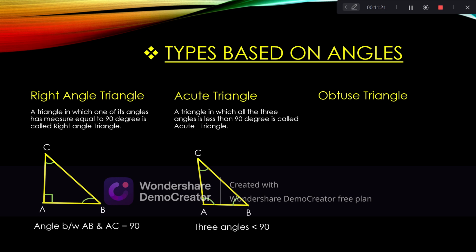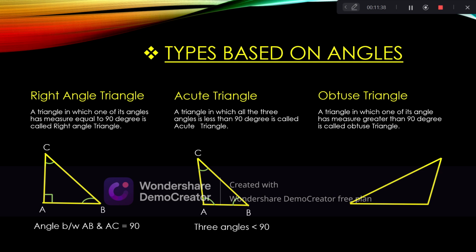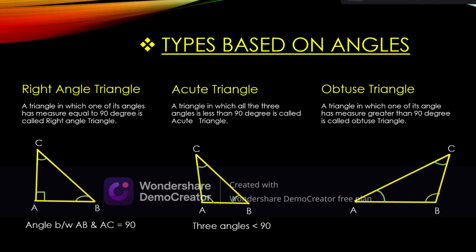So now moving to the obtuse triangle. An obtuse triangle is a triangle in which one of its angles has a measure greater than 90 degrees. It is a closed figure formed by joining three non-collinear points, point A, B and C. In this triangle, one angle is greater than 90 degrees, which is the angle between AB and BC. So when we summarize this concept, one angle is greater than 90 degrees. This type of triangle is called an obtuse triangle.